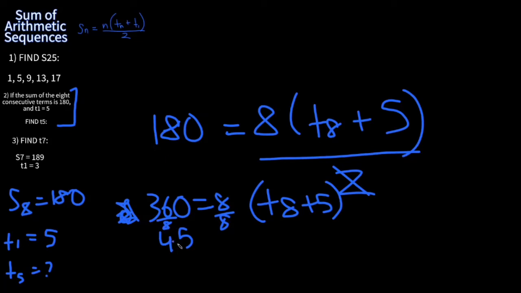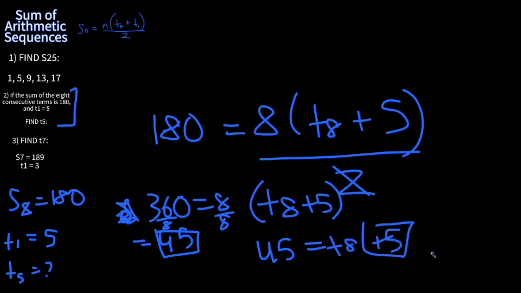Here, like that, results in 45. So 45 equals T8 plus 5. What we do is minus 5 here, and so T8 and minus 5 on the other side as well. T8 is equal to 40.